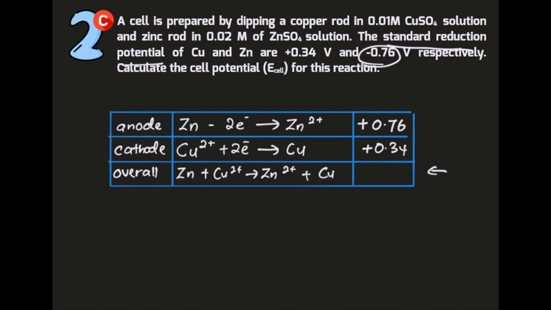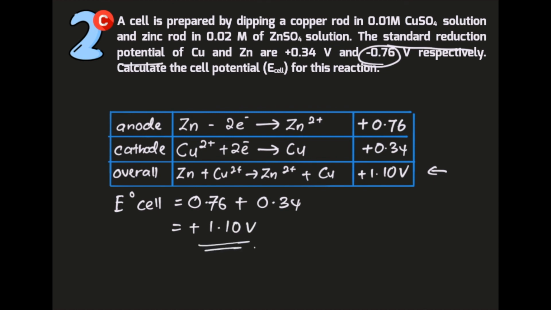So what is the value here? The value here is just a summation of this, so you should get positive 1.10 volt. In other words, we can say that the E° cell is equivalent to 0.76 plus 0.34. Therefore, you will get positive 1.10 volt. Alright, but in the question you were asked to find the E cell instead of E° cell. So how are you going to do that?